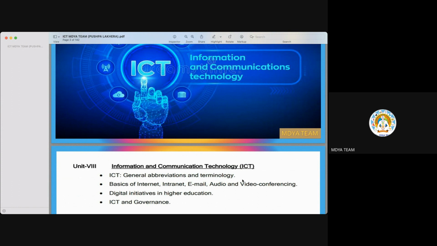All right. Digital initiatives in higher education. In higher education, we are using too much of this ICT in a better way, in an efficient way, and in governance also. Government is also using it to connect with the people, the entrepreneurs, the offices, and all.